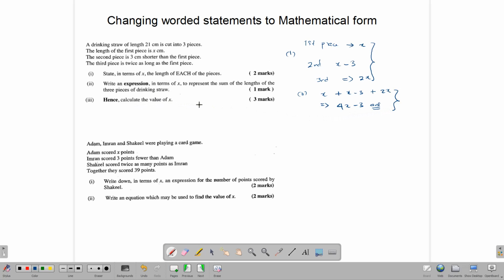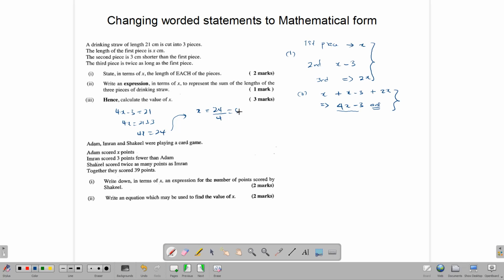Hence, calculate the value of x. We are told that the length of this string is 21 centimeters. So this is the sum, and that 4x minus 3 is equal to 21, which gives us a nice simple equation to solve. We can solve that by doing the opposite of this minus 3 here, and say 4x is equal to 21 plus 3, which gives us 4x is equal to 24. Having done that, then we can say x therefore is equal to 24 divided by 4, which is 6.